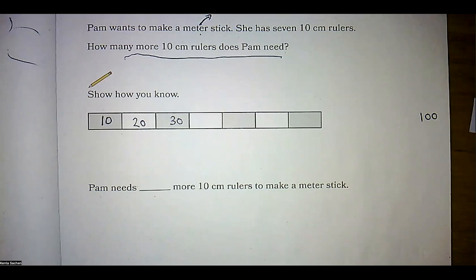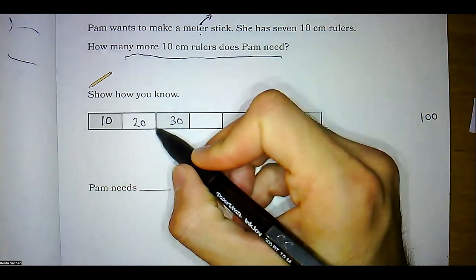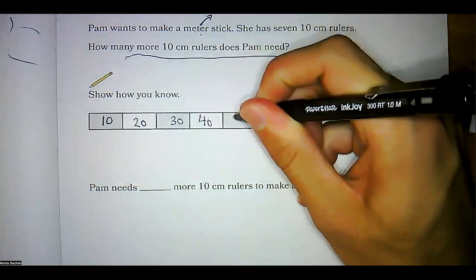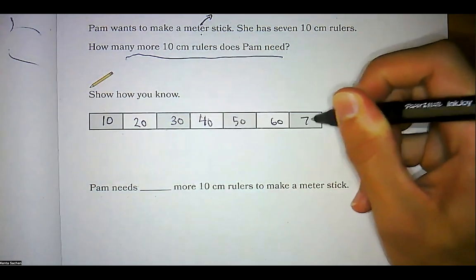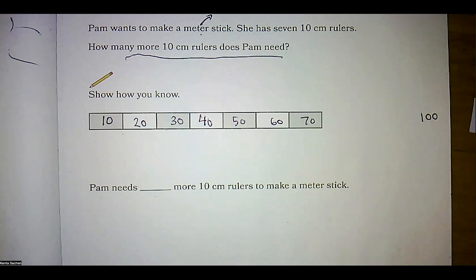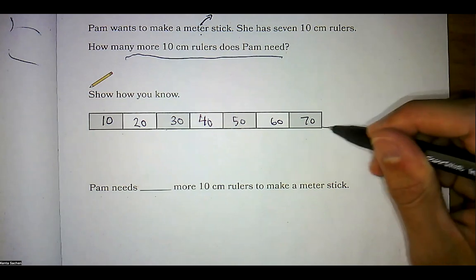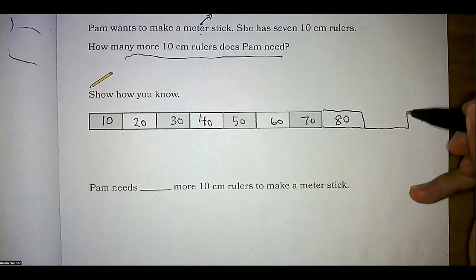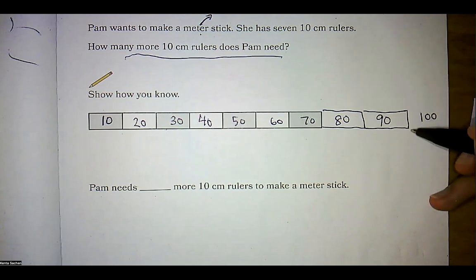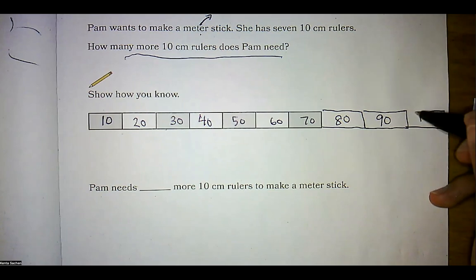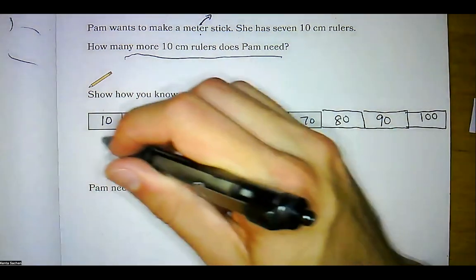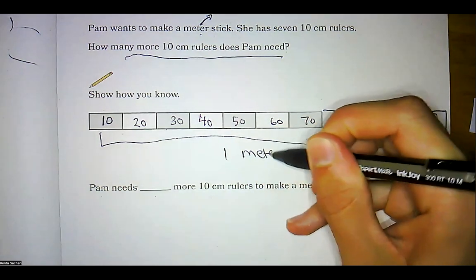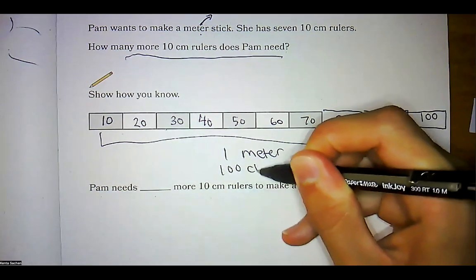All right, let's review this answer. So it says 30. We can start by labeling the rest of this. 40, 50, 60, 70. The 70 is not enough, right? So she needs 1 more to make 80. 1 more to make 90. And 1 more to get to 100. Now the whole thing is 1 meter, or 100 centimeters.